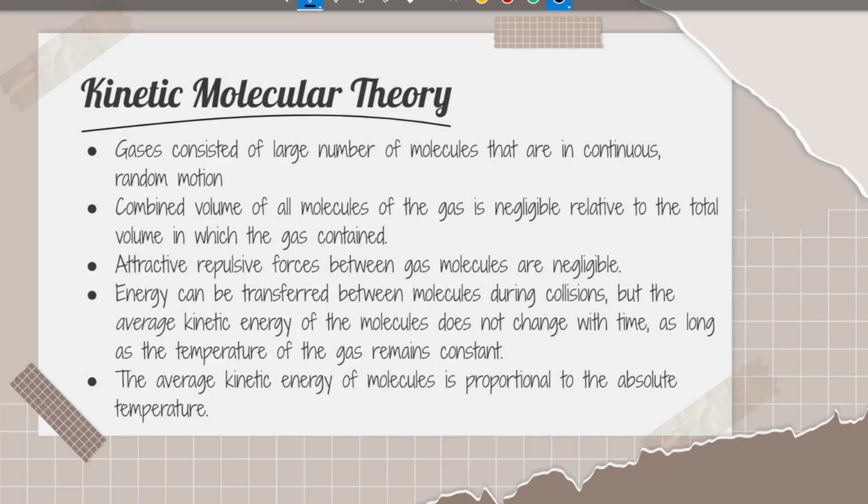Obviously, if you change your temperature, you're going to increase the energy of your gas molecules, and so they are going to move faster. And then the average kinetic energy of the molecules is proportional to the absolute temperature. So whatever the temperature is, we can look at it. If it's low, the gas particles are moving slow. If it is high, gas particles are moving fast.